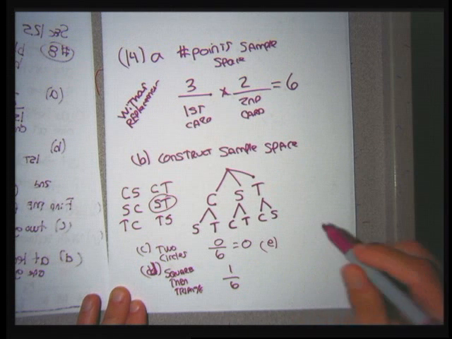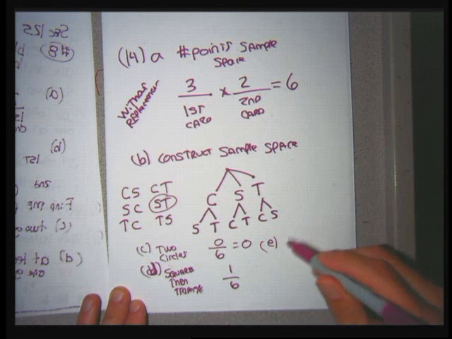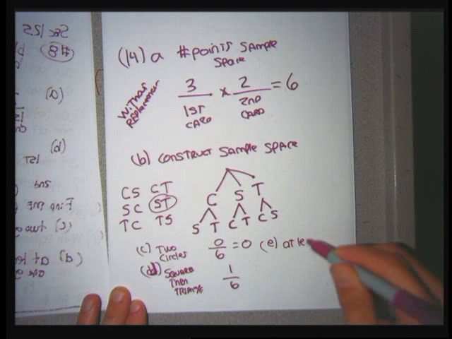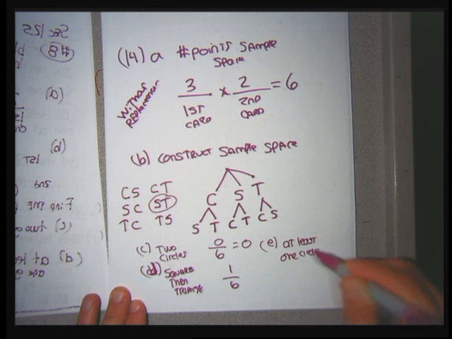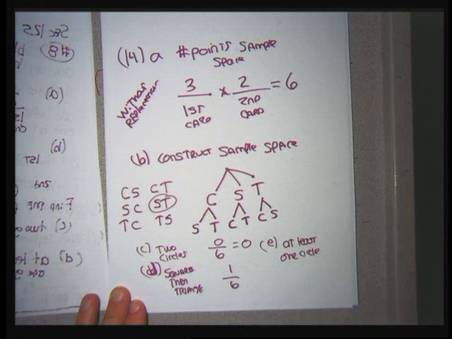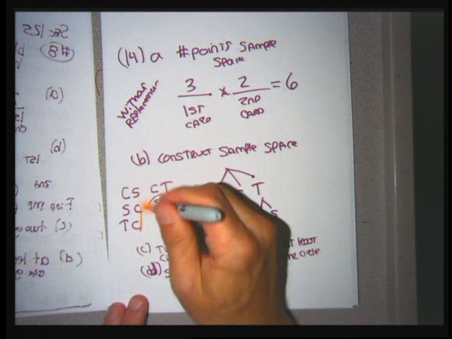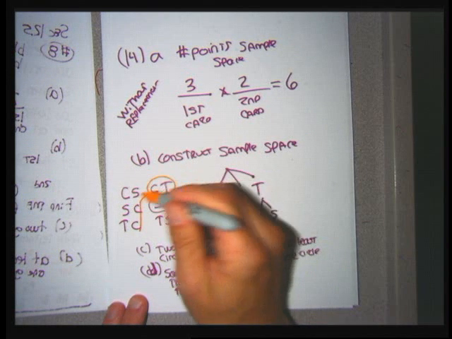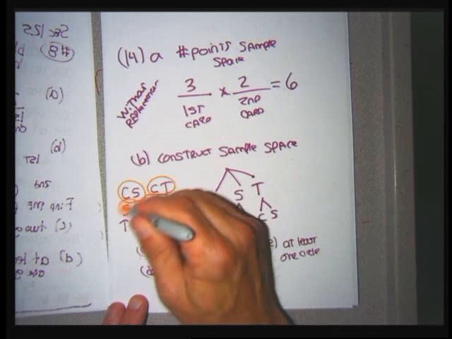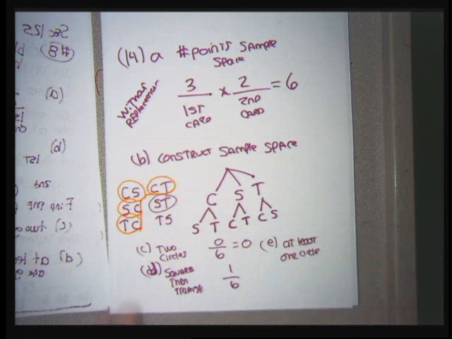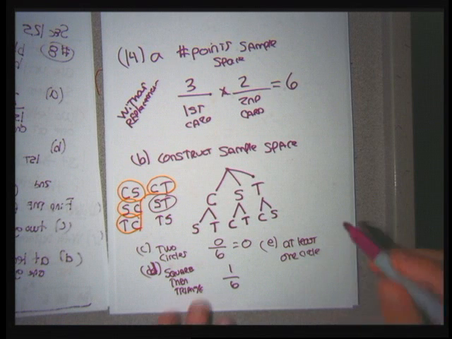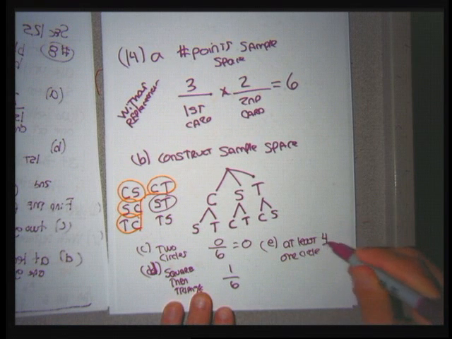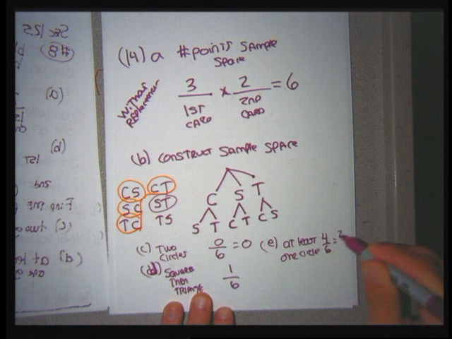And lastly, part E, it says at least 1 circle is selected. In terms of my sample space, that would be 1 or more circles. That's all of these. There's at least 1 circle, there's at least 1 circle, there's at least 1 circle, and there's at least 1 circle. There's 4 elements in my sample space that have at least 1 circle. So I'm going to say it's 4 over 6. I'm going to reduce that to 2 over 3.